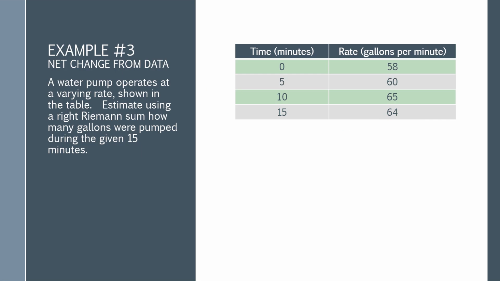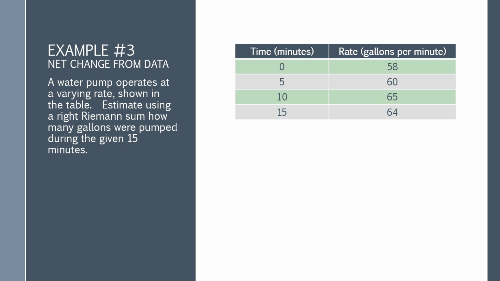For example 3, we could do this from data. This is the way pipelines, like an oil pipeline or a water pipeline, actually measure how much liquid is passing through. They don't continuously measure the amount. What they do is have sensors at different places in the pipeline that measure the rate of change, in this case we'll say water, as it passes by that point.